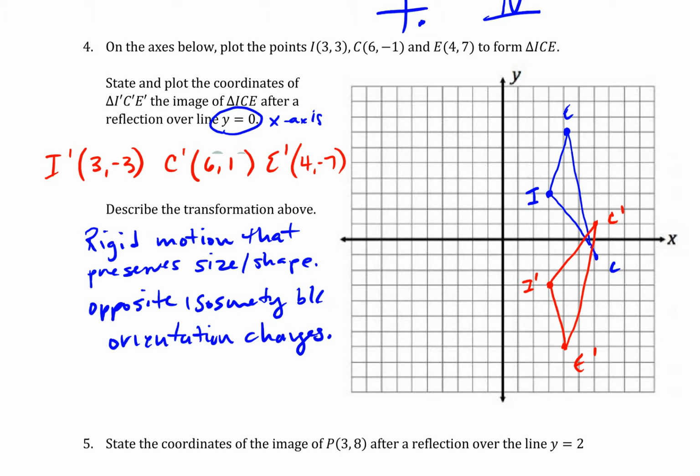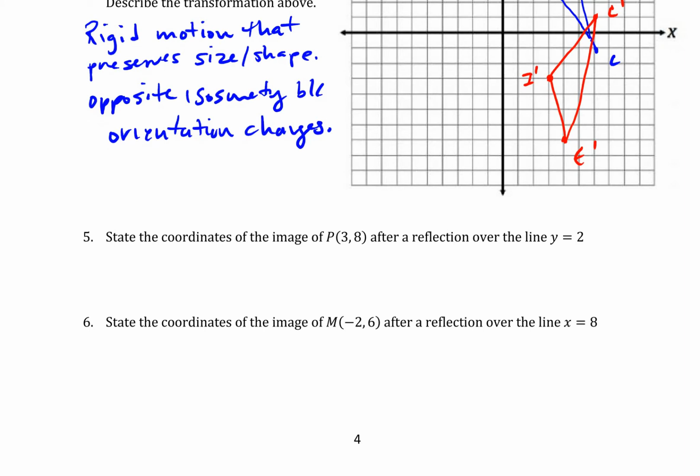Let's look at number 5. It says state the coordinates of image P after reflection over the line y equals 2. For this, the easiest way to do it actually is to graph it. If you have a piece of graph paper handy, that'll work, or you could even just use a piece of graph paper that we have in lesson 1 that we didn't use. If I'm reflecting something over the line y equals 2, I'm just going to sketch it here. So y equals 2, well that's a horizontal line, so that would be like this line here.